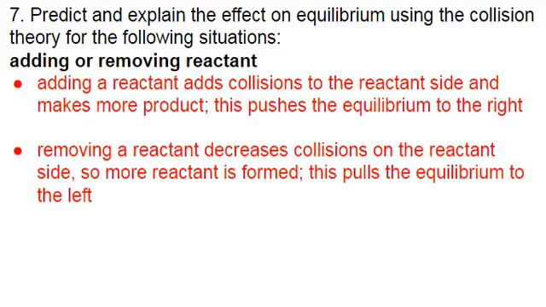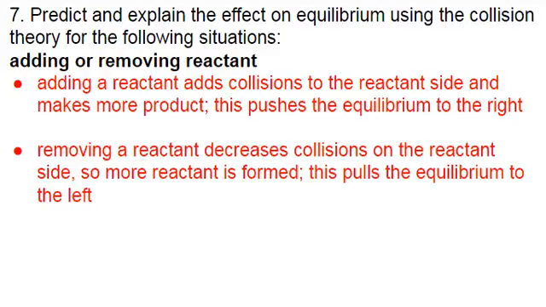Objective 7 then says, predict and explain the effect on equilibrium using the collision theory for the following situations. So I'm going to break Objective 7 into 3 different short videos. One looking at whether you add or remove one of the reactants or products, then if you change the volume or pressure, and then finally the effective temperature.